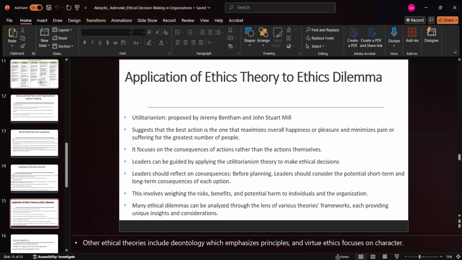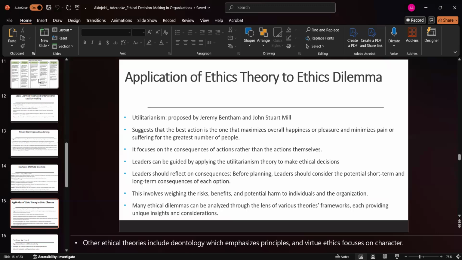Application of ethics theory to ethical dilemmas. There are ethics theories that help leaders make ethical decisions when they face an ethical dilemma. One of those theories was proposed by Jeremy Bentham and John Mill. That theory is the theory of utility, sometimes called utilitarianism. This theory suggests that the best action is the one that maximizes overall happiness or pleasure and minimizes pain, meaning a decision that impacts more positively. It also focuses on the consequences of actions rather than the actions themselves.